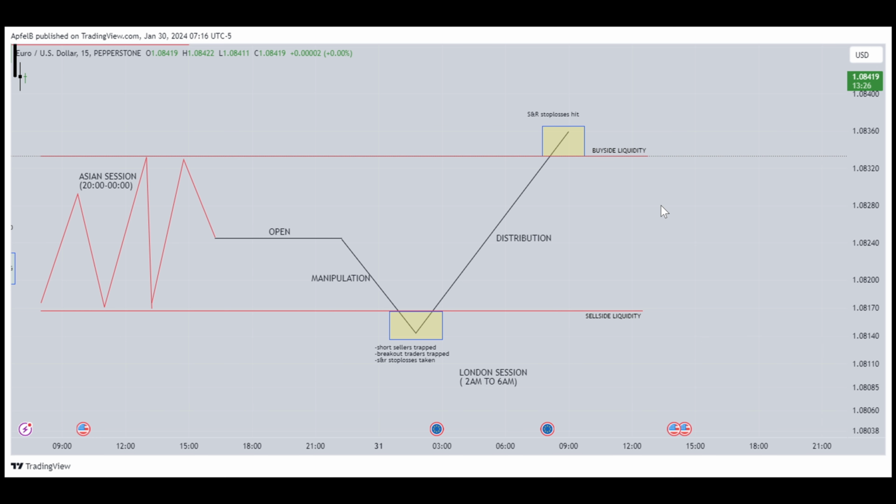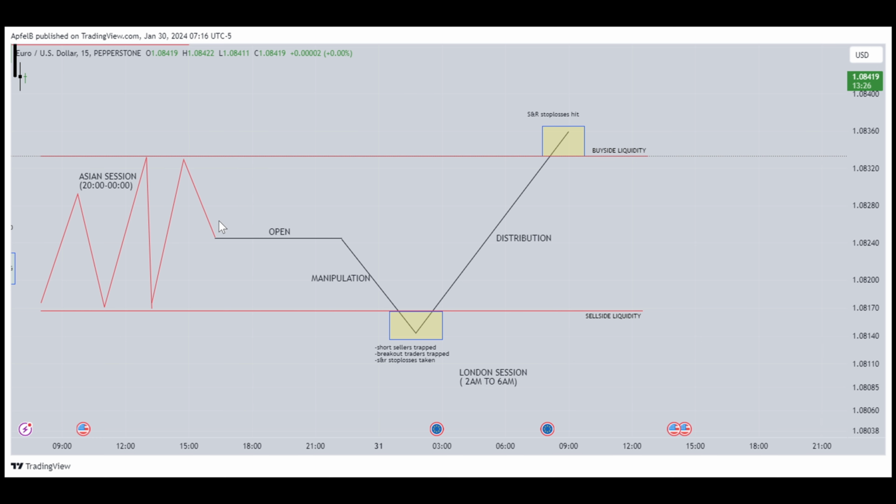So today, the 30th of January 2024, we shall be continuing from where we stopped, and today we shall be looking at how to trade the London session. How to trade the London session is what we are going to be looking at. So I will start with this template.